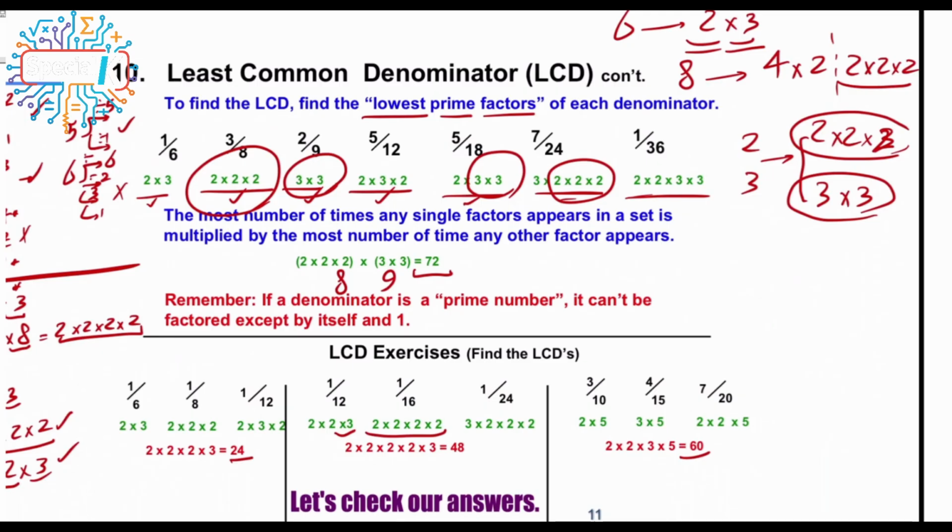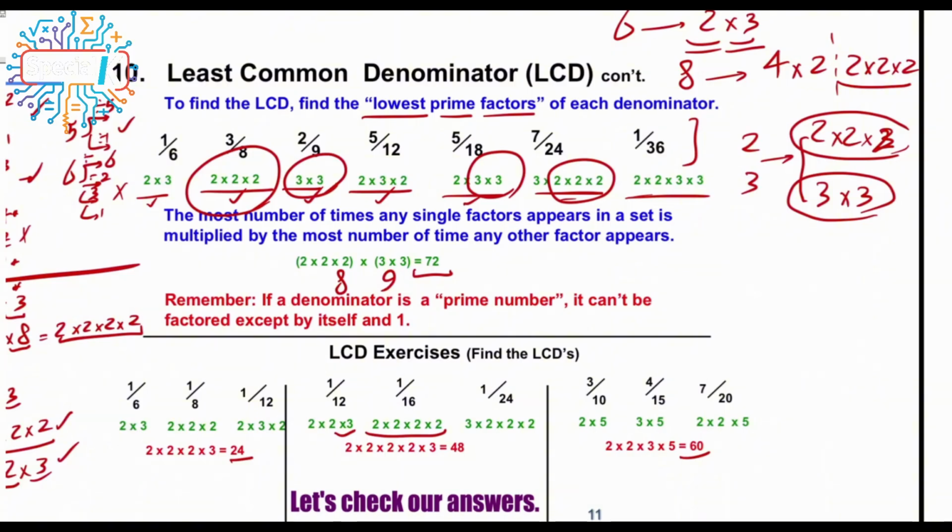So right now we find the prime factors, but what does it mean by lowest prime factors? It means that I divide all of those numbers into the lowest prime factors, 2, 3, 5, and 11. It means that I have the whole package. How can I use it? The most number of times any single factor appears in a set is multiplied by the most number of times any other factor appears. Imagine that at this point, I have a whole package: 1 over 6, 3 over 8, 2 over 9, 5 over 12, and so on. And at this point, what am I trying to do? I'm trying to find the LCD.